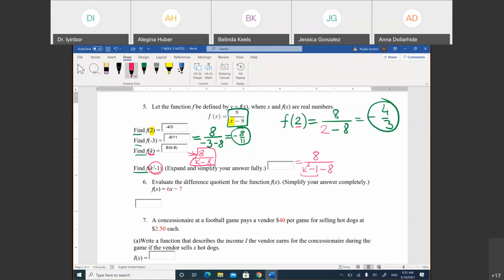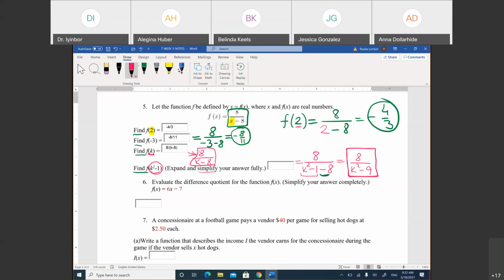Okay? And then you can simplify this. It says simplify your answer. How do you simplify? You're just going to add the two numbers, negative 1 minus 8. You're just going to combine those two numbers. So it's going to be 8 over k squared minus 9, because negative 1 minus 8 is negative 9. And that's what you're going to put in the answer box.